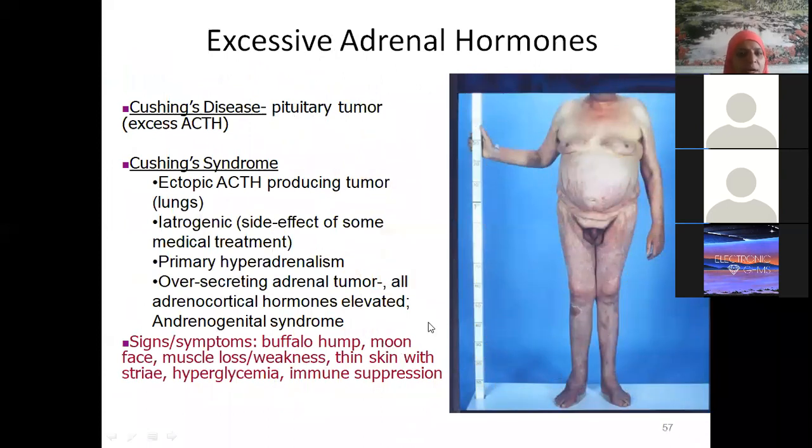So the excessive adrenal hormone. If there is a pituitary tumor, that means excessive ACTH secretion, then you call it Cushing's disease. And if it is cortisol excess, then you call it Cushing's syndrome. Again, these points are repeated there.